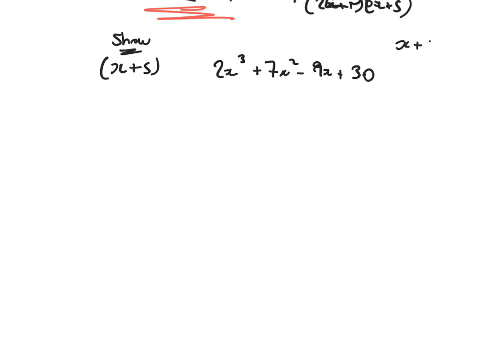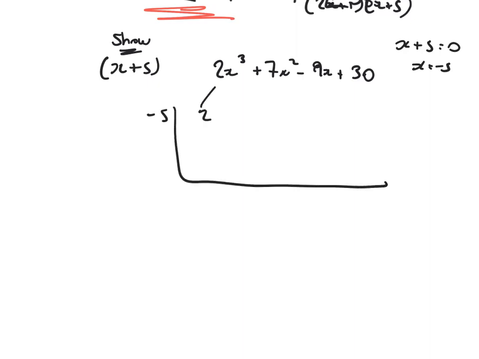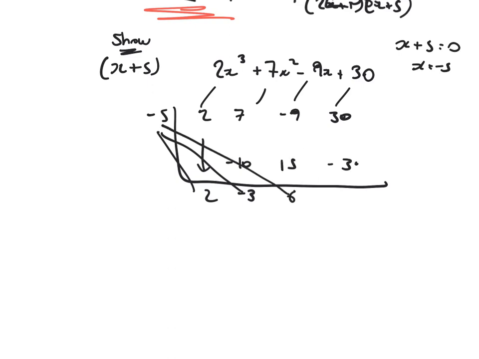Okay, so if x plus 5 is a factor, then the solution will be minus 5 at the front, and set up the synthetic division. 2, 7, minus 9 and 30. Drop the 2 down. 2 times minus 5 is minus 10. 7 minus 10 is minus 3. Minus 3 times minus 5 is plus 15. 15 take away 9 is 6. 6 times minus 5 is minus 30. 30 minus 30 is equal to 0. R equals 0. Therefore, x plus 5 is a factor.